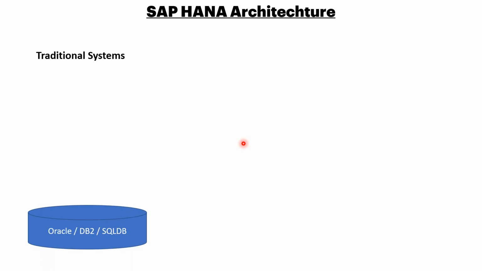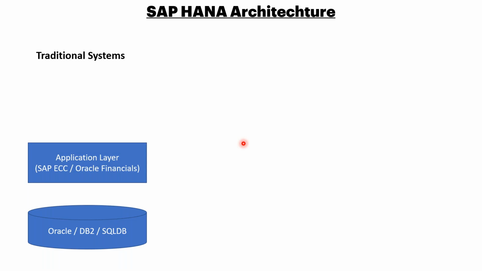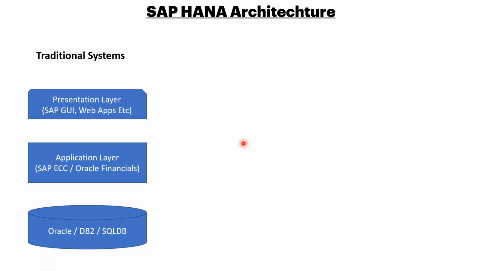In a traditional system, you have a database, call it Oracle, DB2, SQL DB, whatever. On top of the database, you have the application layer. The application is your SAP ECC, your Oracle Financials, it can be JD Edwards, whatever the application it is running. The third layer becomes the presentation layer, which is exposed to the end user. It might be your SAP GUI, or web apps, your browser, or whatever. That is the presentation layer.